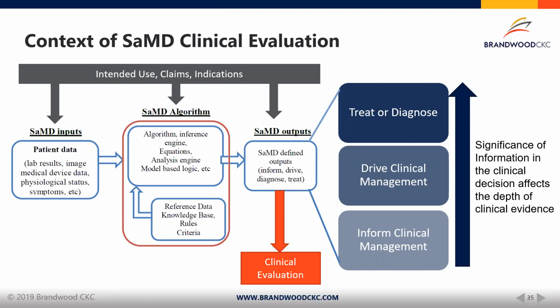So obviously, one of the things that we want to look into when collating clinical evidence for software is the significance of the information that's provided by the software and its impact on the decision-making process. So for example, if the software is intended to inform clinical management only, as opposed to drive clinical management or to treat and diagnose, you'd anticipate that the depth and the nature of the clinical data that's collected for the software will be changed, obviously, as the risk of the product evolves.